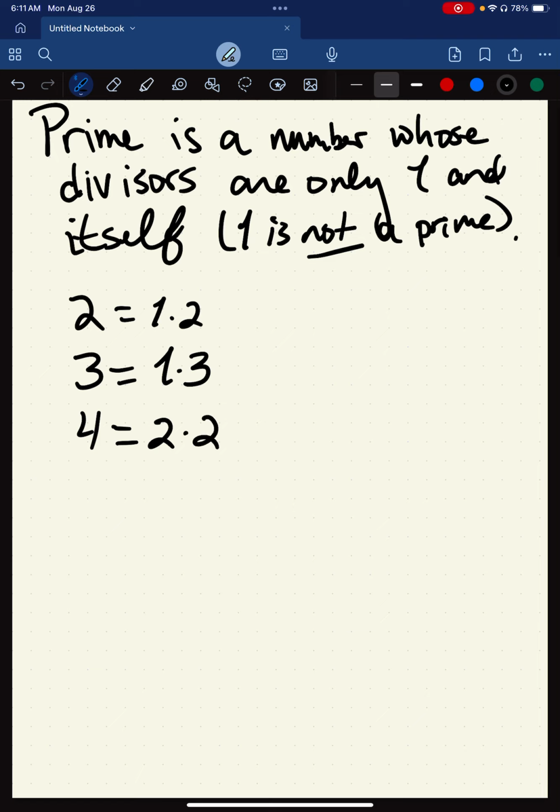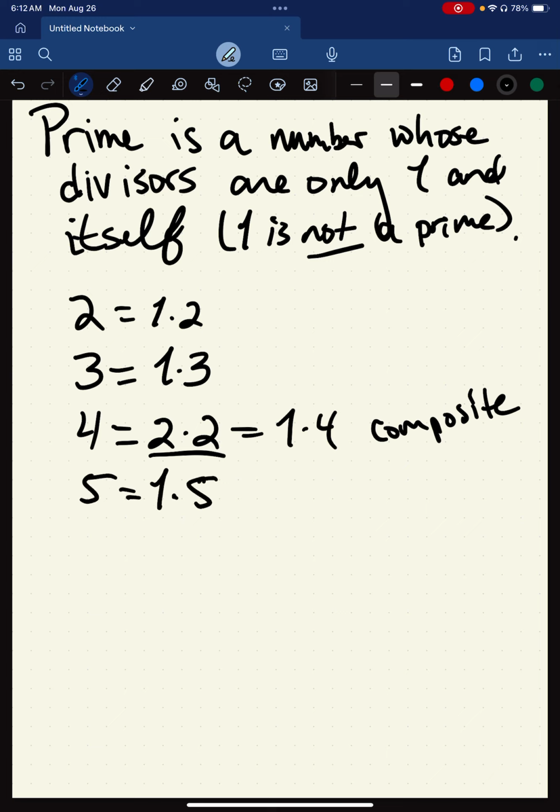And 2 times 2, it's not 1 times the number, and 1 times itself. So if this was just equal to 1 times 4, it would be a prime number, but because it's equal to 2 times 2 as well, then it's not a prime number. It's called a composite. 5 is a prime number because the only way we can write that is 1 times 5. 6 is not a prime number because we can write that as 2 times 3.